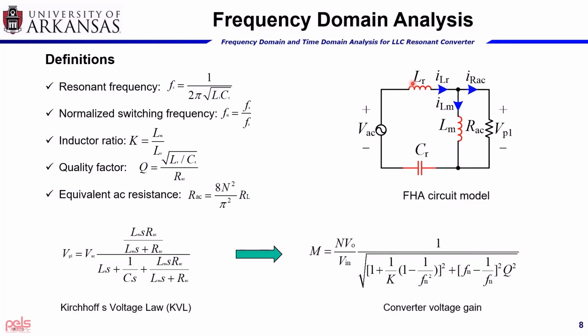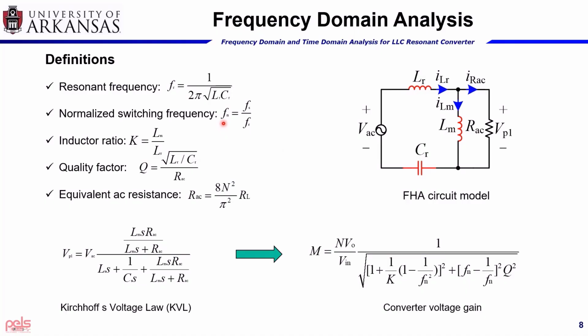Finally, the LLC resonant converter equivalent circuit model using frequency domain analysis can be derived as shown here. The primary inverter is modeled as an AC voltage source, the secondary rectifier is modeled as an AC resistance, and in the middle is the LLC resonant tank.